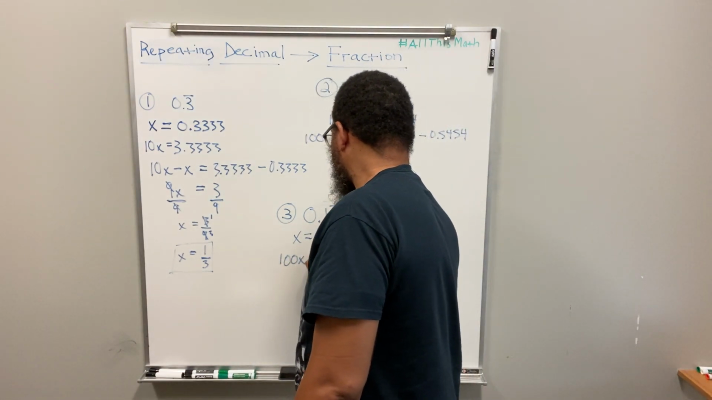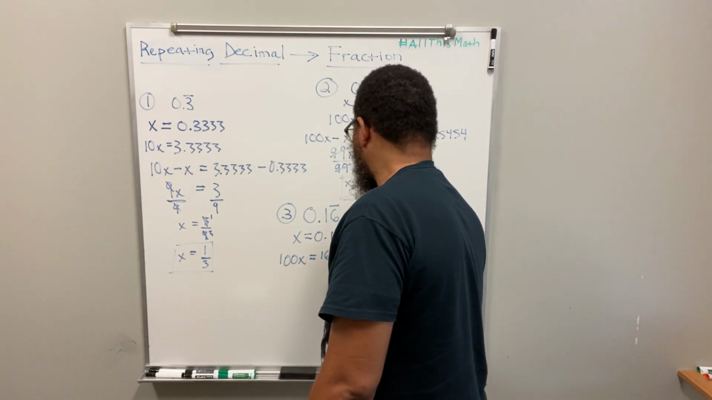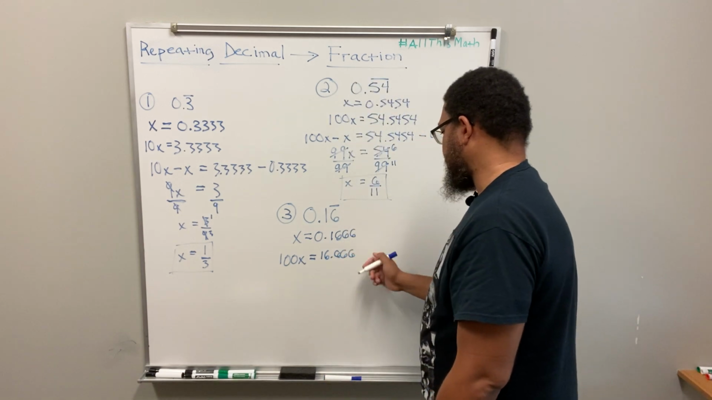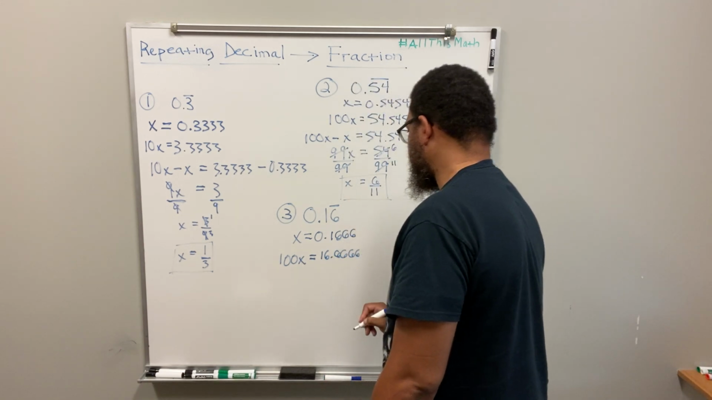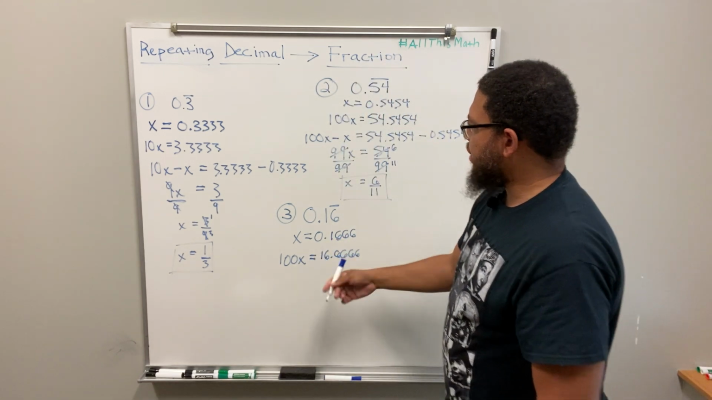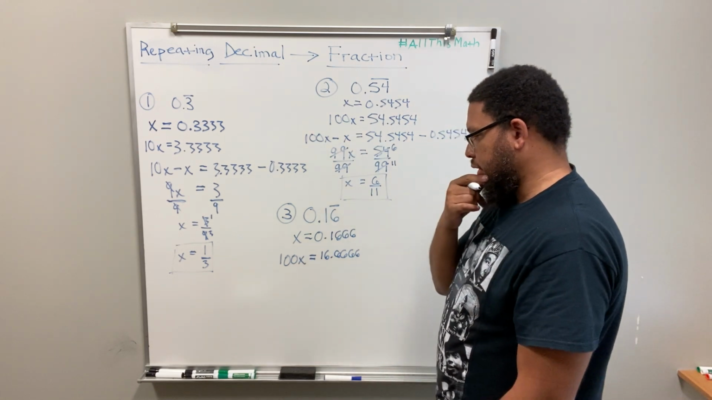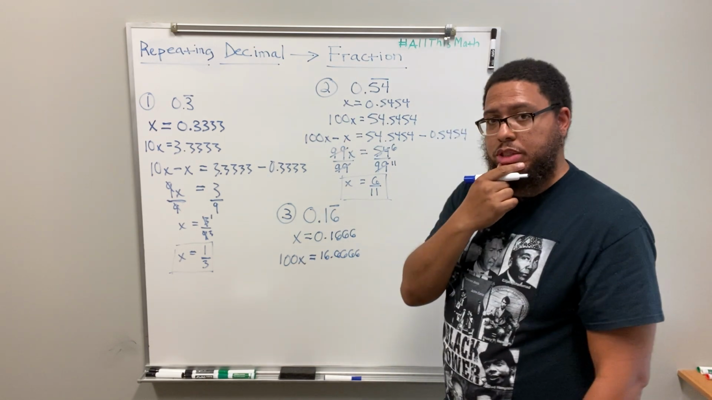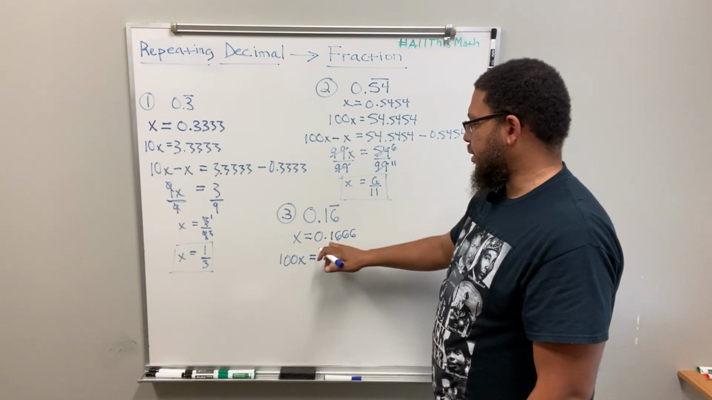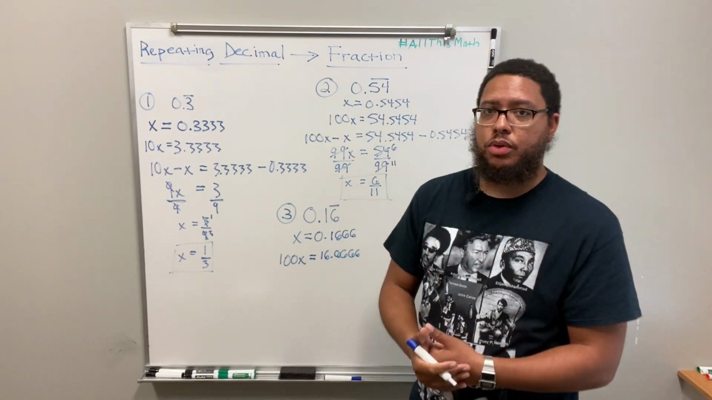So now I got 100x, and that's going to give me 16.666, right? Well, let me do 4 places. Let me do that. All right. But here's the thing. If I set it up like 100x minus x, I'm not going to end up with just a whole number. I'm going to end up with a decimal. Because 16.6666 minus 0.1666 doesn't give me a whole number. I need to end up with a whole number.